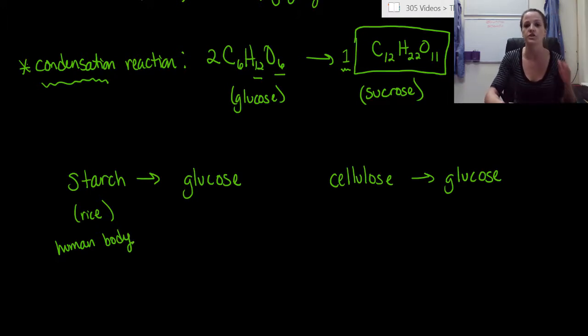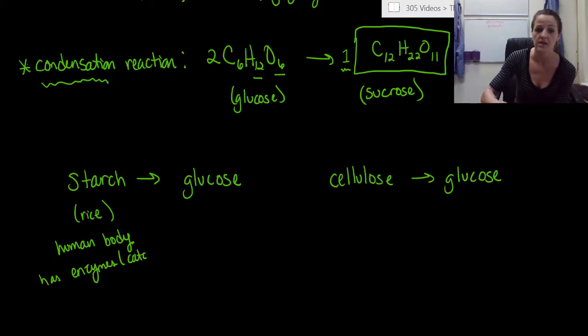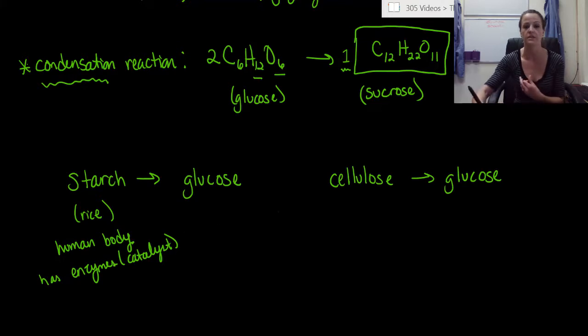So remember, your starch is your polysaccharide. It's a lot of different monosaccharide units. And so you can break that down into glucose, which is just the singular monosaccharide. So the human body actually has enzymes, which we know are basically catalysts, that can just break down these starches into glucose. So that's why we eat potatoes, we eat spaghetti, we eat tortillas. We can physically handle this.